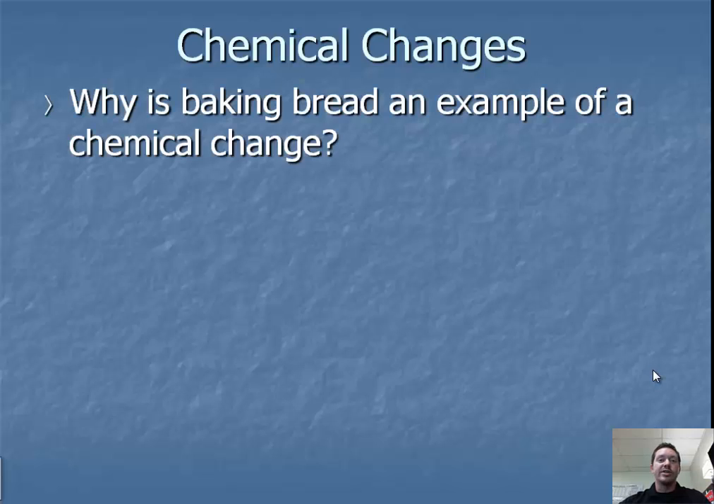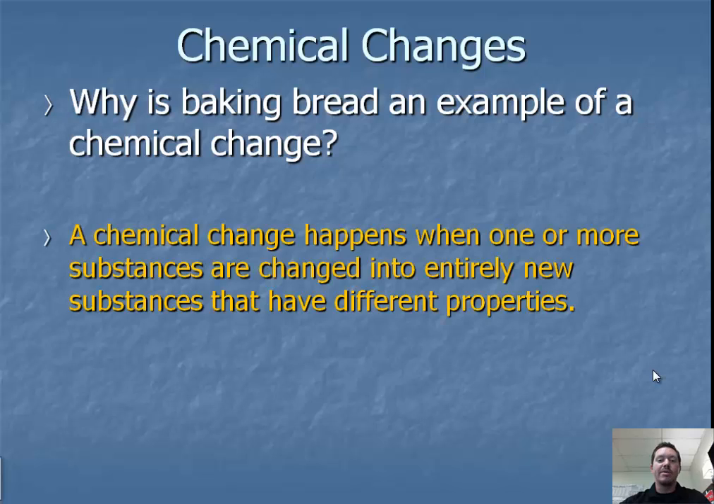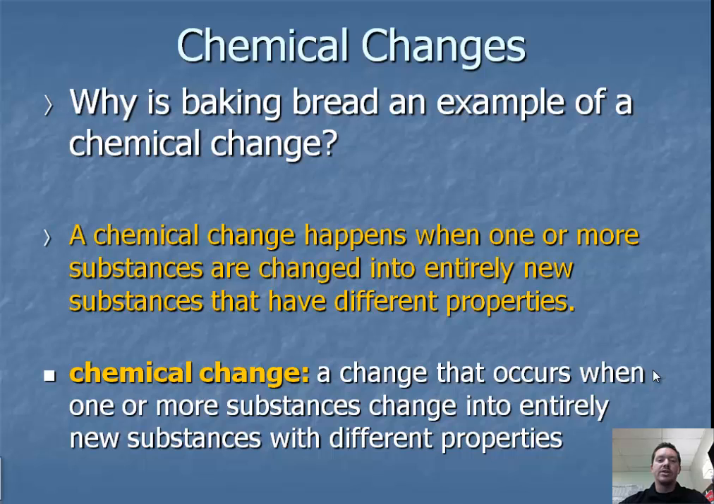Alright, so chemical changes. Our second question: why is baking bread an example of a chemical change? Well, a chemical change happens when one or more substances are changed into entirely new substances that have different properties. If I took my paper example and decided to light it on fire, it turns to ash and you can't really tell that it was paper. You can tell something was burnt, but it's not the same at the molecular level. It's changed.